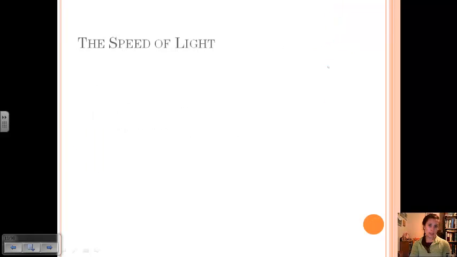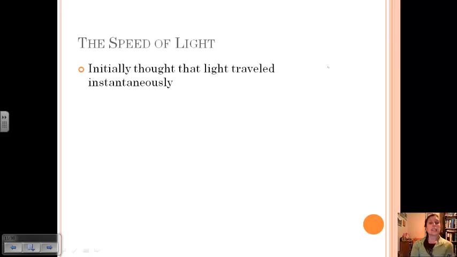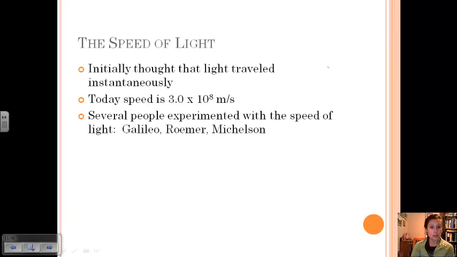Okay, well, we're talking about light. Let's talk about the speed of light. Initially, light was thought to travel instantaneously because it does travel quite fast and we were unable to measure it. But today we know that the speed is 3 × 10⁸ meters per second. And this is kind of a standard like the acceleration due to gravity. So it's either something you're going to want to put on your note card or just know.